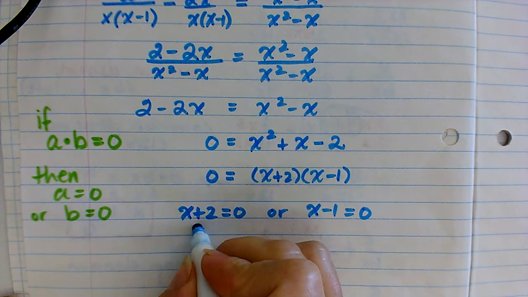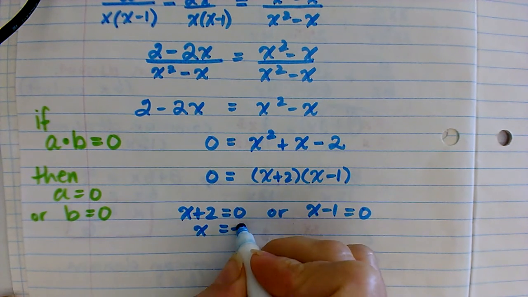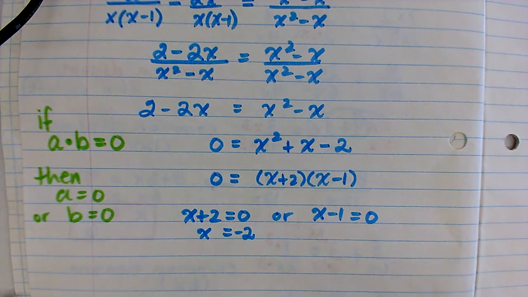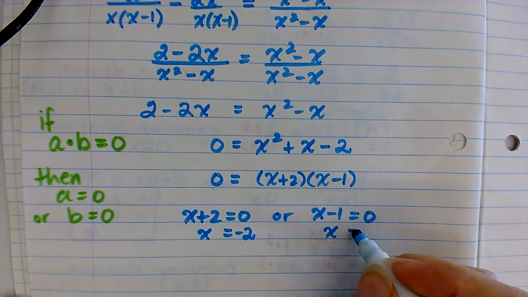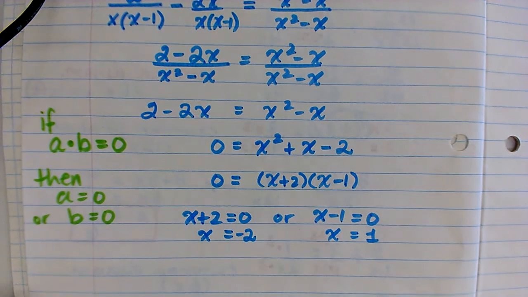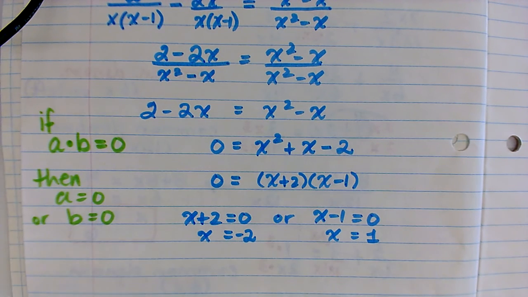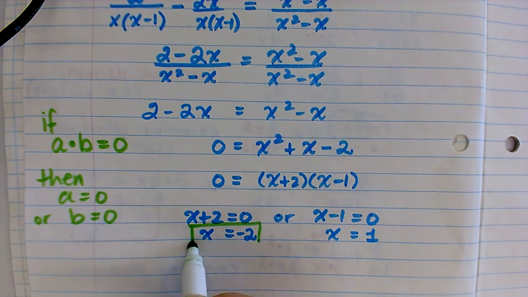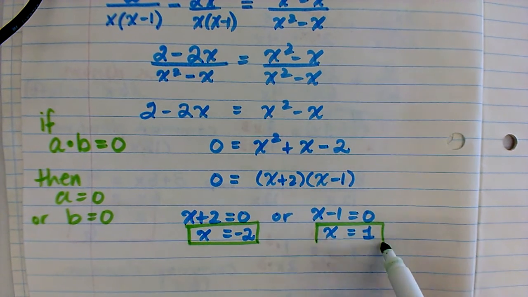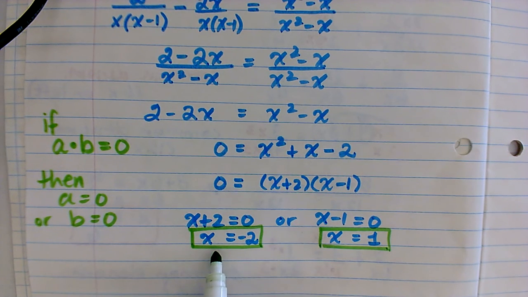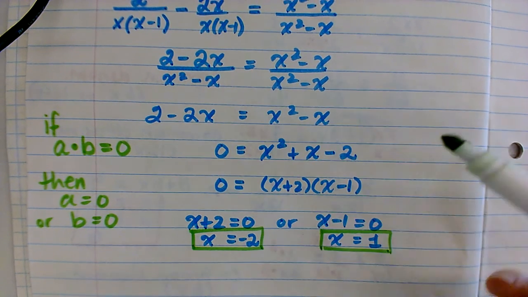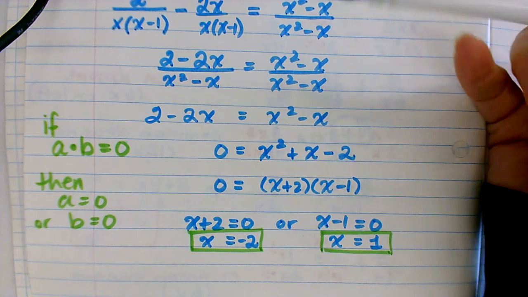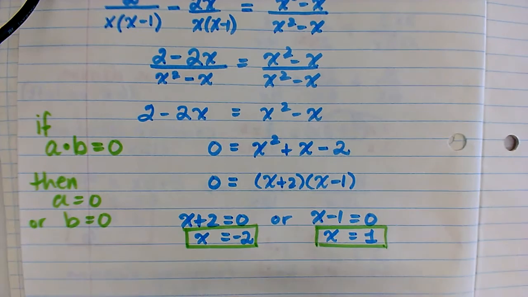And I can solve that. I can say minus 2. So that one generates x equals minus 2. And this one is going to generate x equals 1. So I've found two answers, but I have to double check. I've got to verify at this point. So I've got a solution and a solution. To verify whether these are real solutions, I have to go back and look at my original equation and the original denominators.